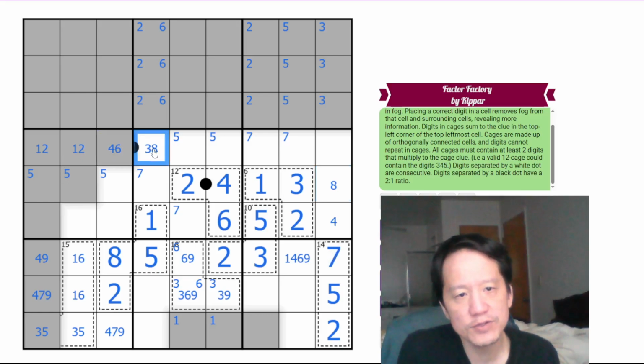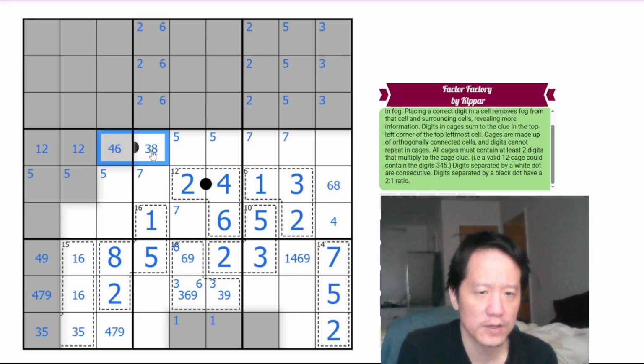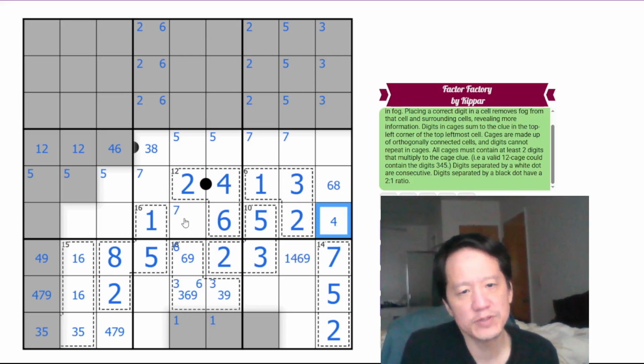If this is a 3-6 pair, that means 6 would have to be here. So this is 6 or 8, that's fine. 3 would have to be here, so 3 would have to be one of these 3 digits, which is also fine. So this could still be anything. It cannot be 7. 4 still could actually. No, 4 cannot be here anymore.